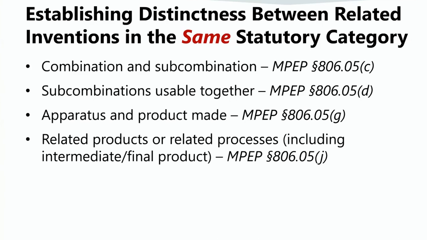Examiners are encouraged to ask questions and look up things in the MPEP. Topics such as distinctness between related products or processes, that is, the intermediate-final product relationship, or the combination-subcombination relationships between claims, can be confusing. When in doubt, ask your trainer.